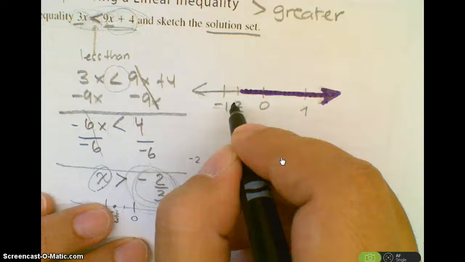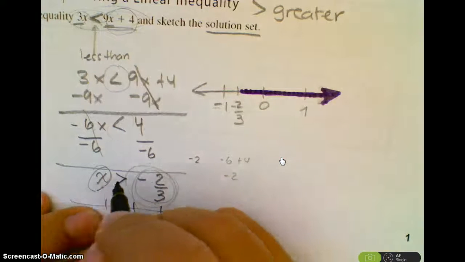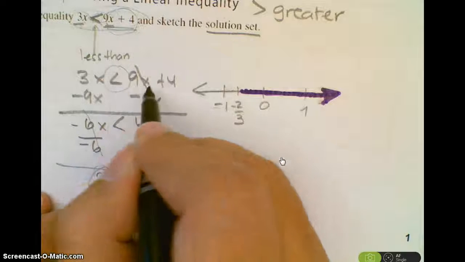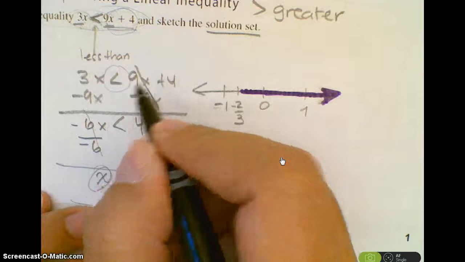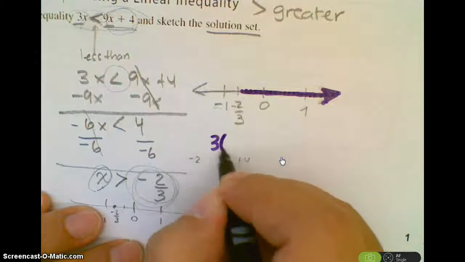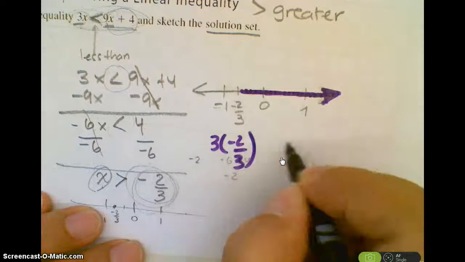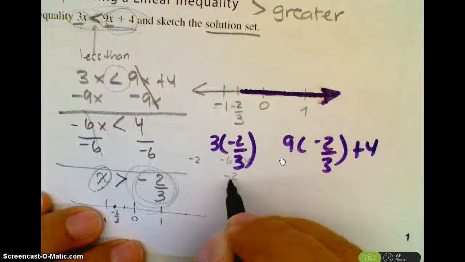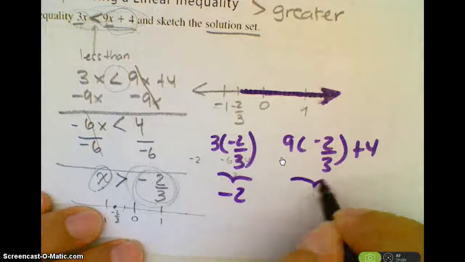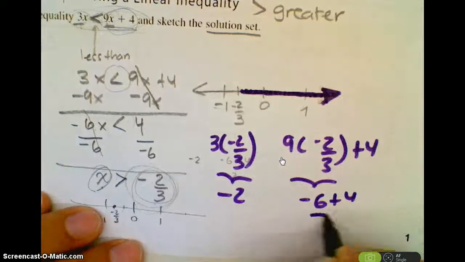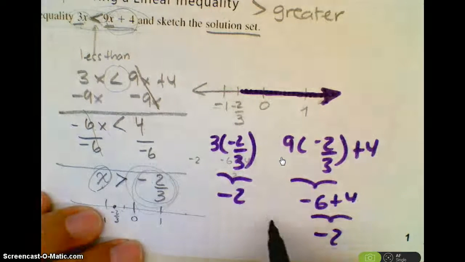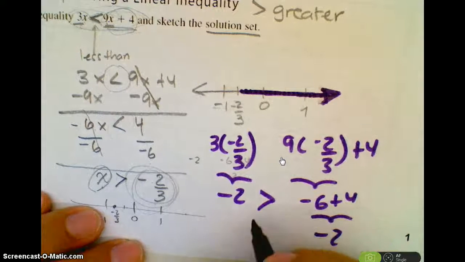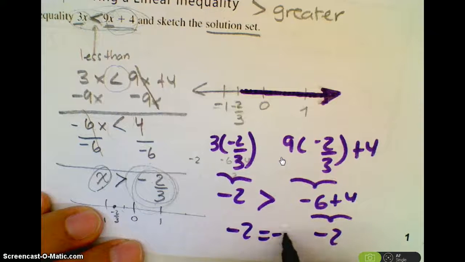Now what happens at -2/3? When x equals -2/3, this is not less than 9x plus 4. It's actually 3 times -2/3, and 9 times -2/3 plus 4. This is -2. This is -6 plus 4, which ends up being -2. So it is not true that -2 is greater than -2. It's actually -2 equal to -2.